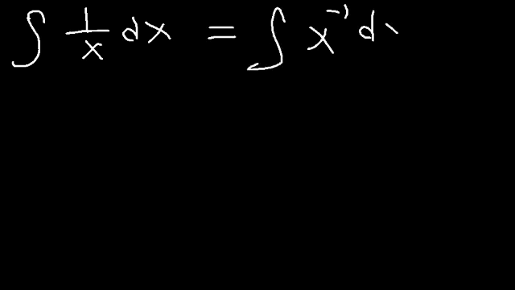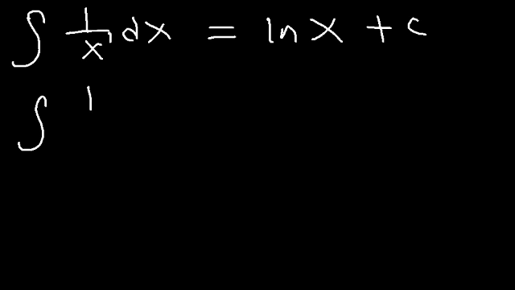Now what is the antiderivative of 1 over x? If we try to rewrite it and add 1 to the exponent, this is going to be negative 1 plus 1, which is 0. And if you have 0 on the bottom, it's undefined. So this is not going to work. For now, you just want to know that the antiderivative of 1 over x is ln x.